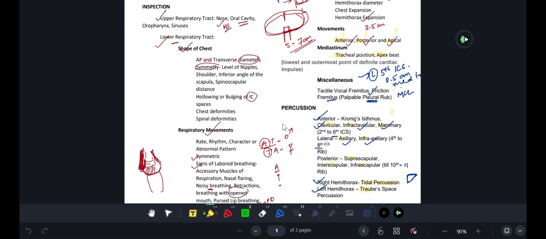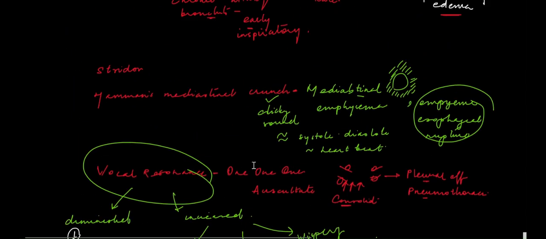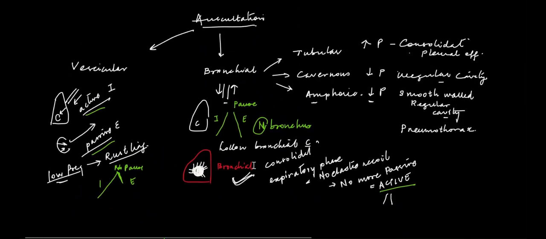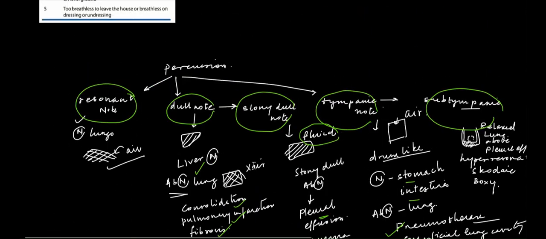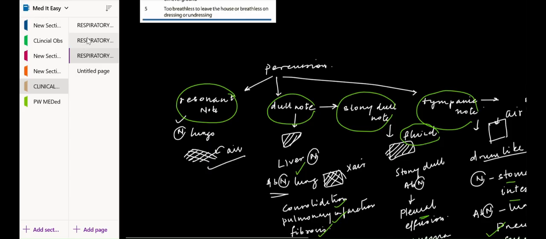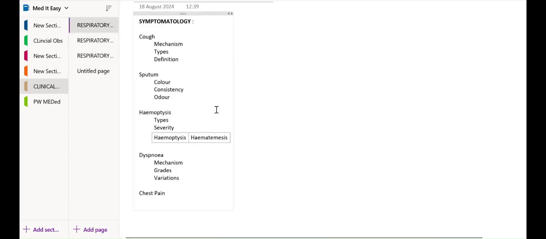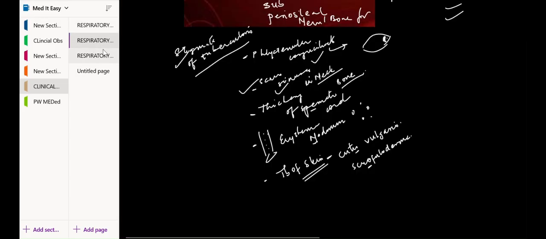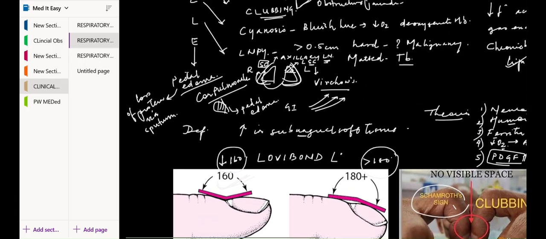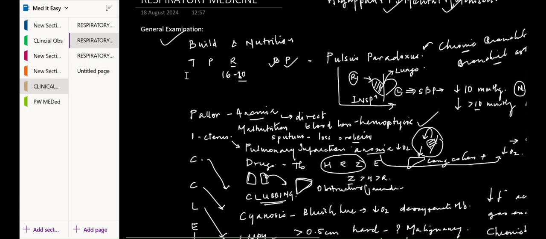and whatever I have taught you in the form of these flowcharts for vocal resonance, for bronchial breath sounds, for percussion sounds, and the other part of respiratory system general examination along with clubbing, I want you to write this down for yourself if you want to, because this is going to help you. This one paper of proforma and this other paper of all the important findings, these two papers are going to contain everything about respiratory system examination for a quick revision.